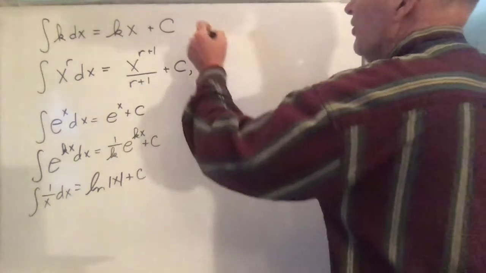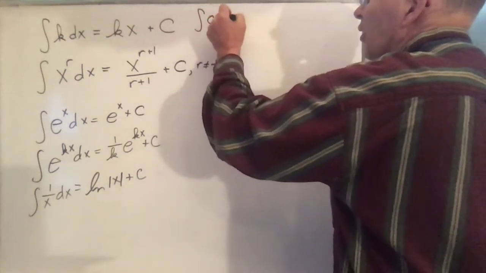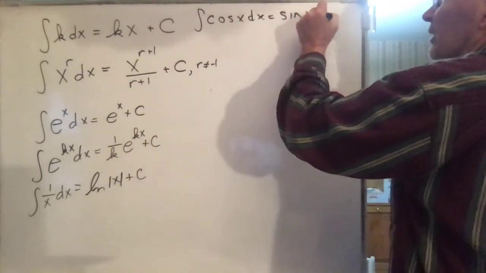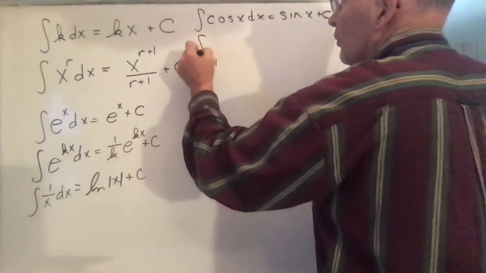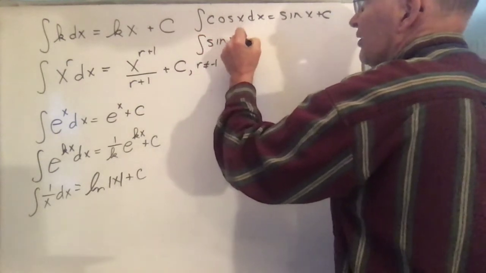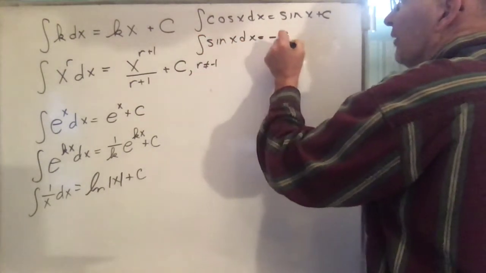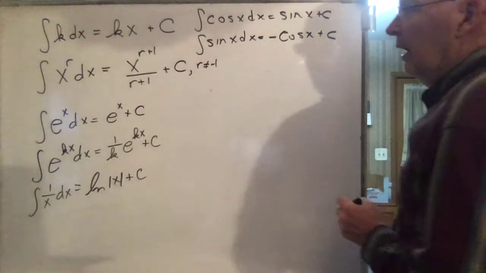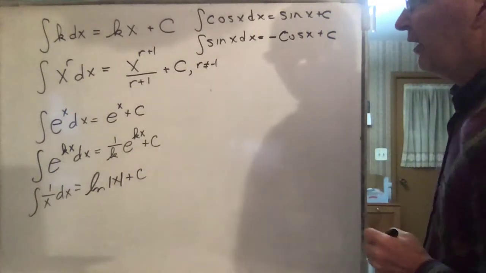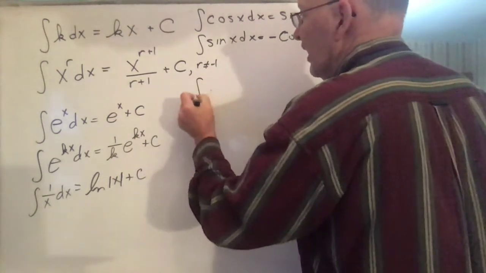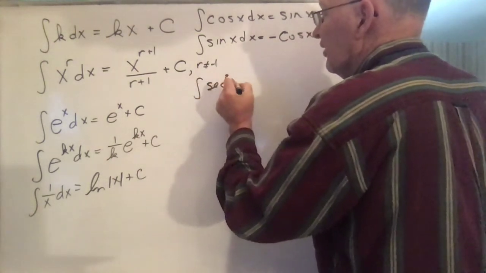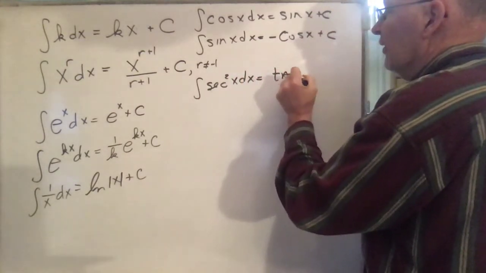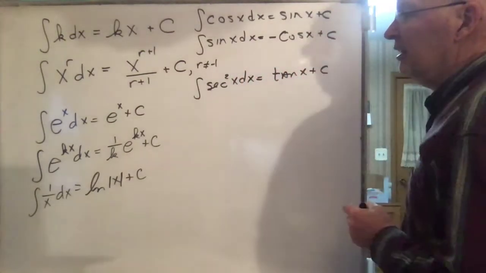Remember these? What's the antiderivative of the cosine of x? That is the sine of x. Agreed. And the antiderivative of the sine of x is the negative of the cosine of x. So you have that one. Let's see, there are a few others that are kind of important. What's the antiderivative of the secant squared of x? That's equal to the tangent of x plus c.